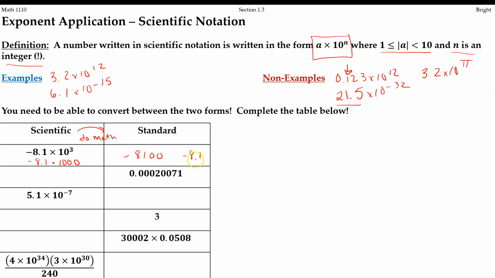The other way, if you remember about moving decimal places, you could say, oh, well, it's 8.1 negative, and then you have to move the decimal place 1, 2, 3. Since we have a positive exponent, you would move it to the right in going from scientific to standard. And if it's a negative exponent going from scientific to standard, you would move it to the left.